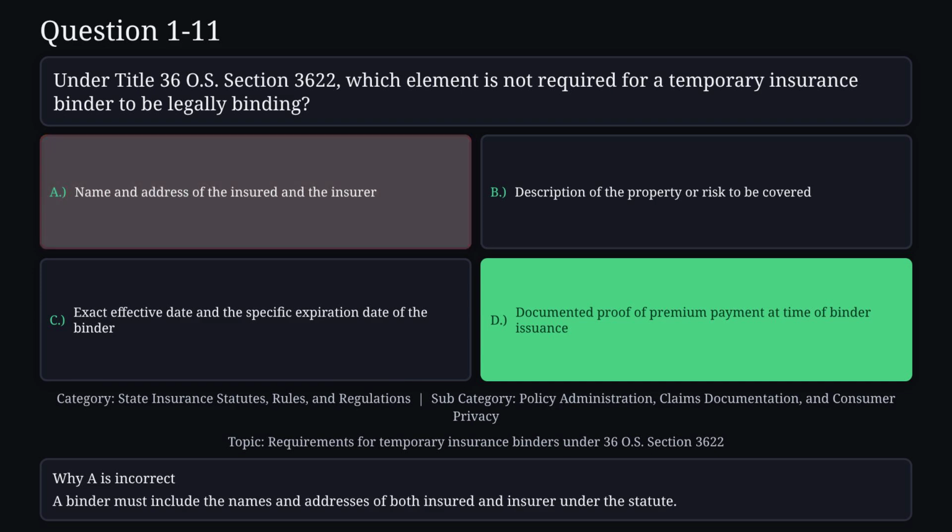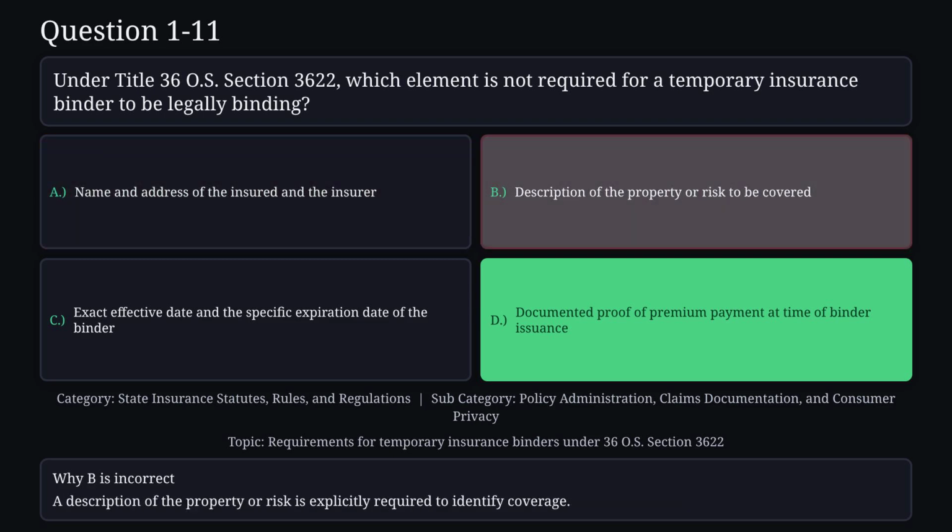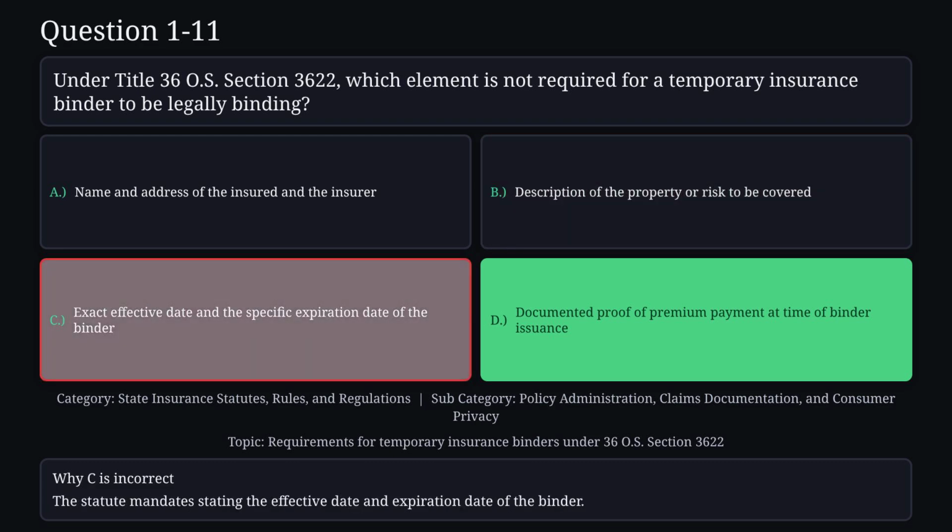Reason A is not correct. A binder must include the names and addresses of both insured and insurer under the statute. Reason B is not correct. A description of the property or risk is explicitly required to identify coverage. Reason C is not correct. The statute mandates stating the effective date and expiration date of the binder.